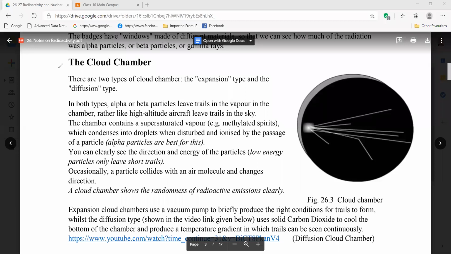Okay. Yeah, cloud chamber. Yeah, loudly, please, a little bit loudly. So the recording is good.